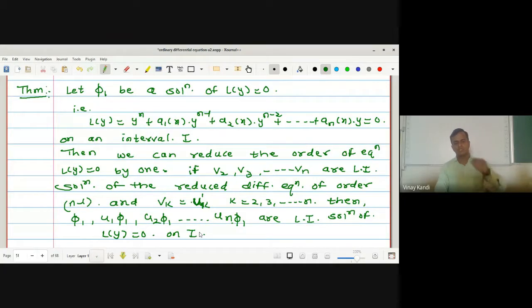Okay, this is the statement of our theorem. Let phi 1 be the known solution of L of y is equal to 0. What is the L of y? The nth order homogeneous differential equation with variable coefficient. If phi 1 and these are the solutions of L of y is equal to 0, these are the n solutions. Phi 1 is nothing.